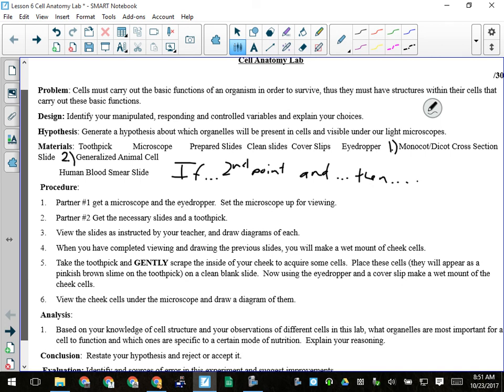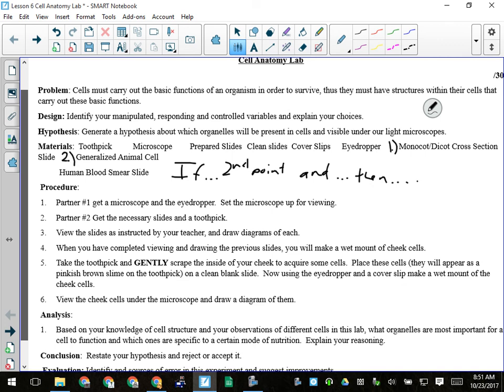I'm going to give you an idea of what they look like in a minute. But the generalized animal cell is small. Each individual cell is small, but you are looking at a piece of skin that's fairly large. It takes up a good section of the microscope slide, so there's lots on there. You have to find a spot that's got a good cell that you can take a picture of. Everybody follow that?